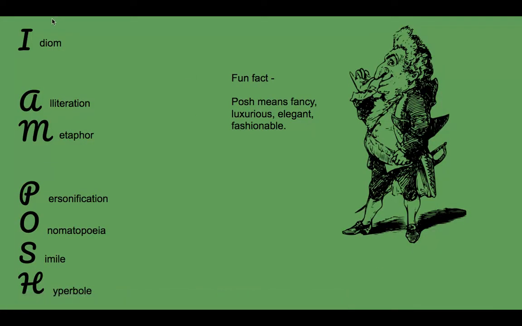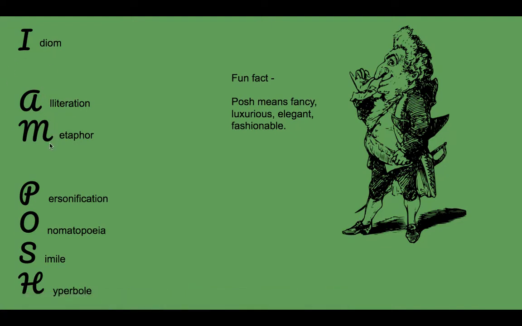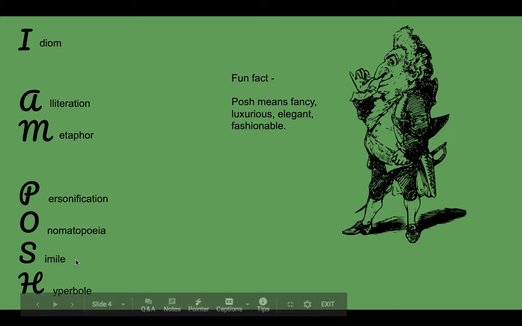So I AM POSH stands for the following types of figurative language. The I is for idiom, A for alliteration, M for metaphor, P for personification, O for onomatopoeia, quite a lot of vowels at the end of that word, S for simile, and H for hyperbole. Fun fact to help you remember POSH: POSH means fancy, luxurious, elegant, or fashionable.